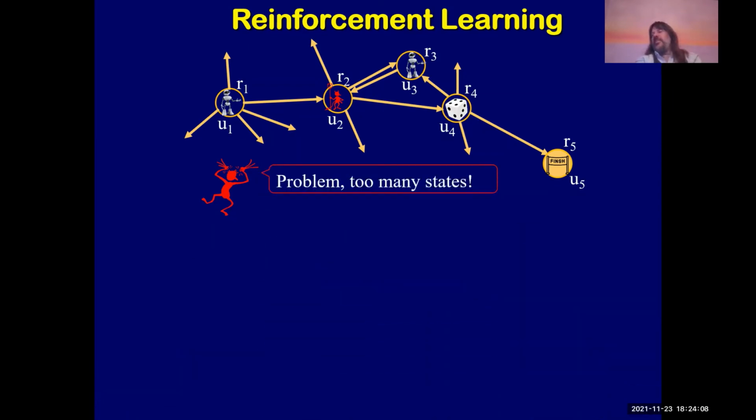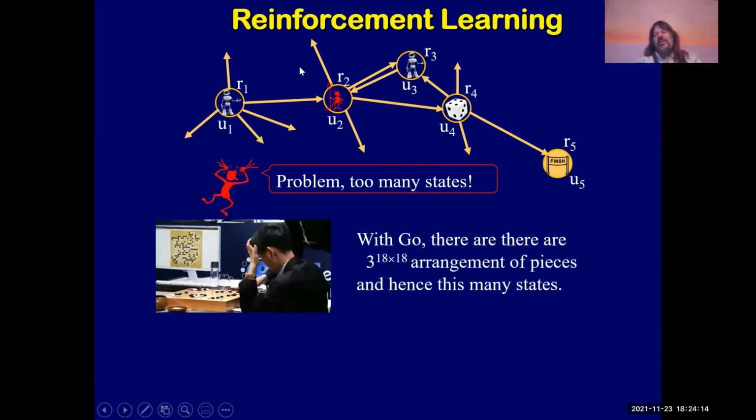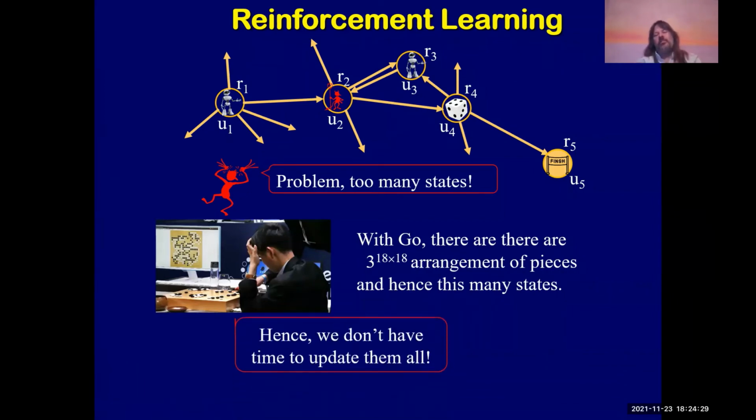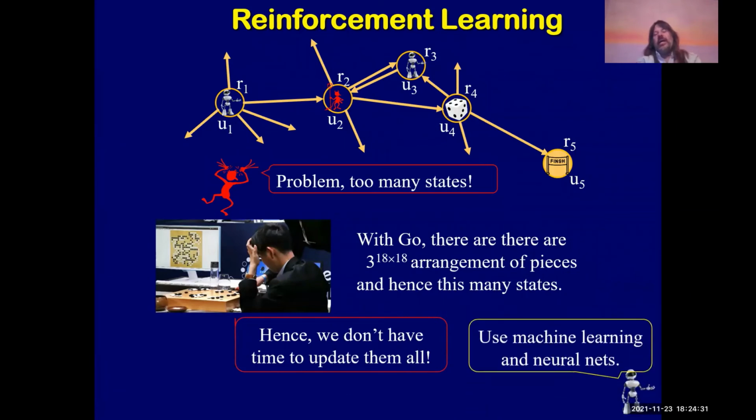So now there's another problem. The other problem is we have way too many states. Remember, the number of placements of pieces on the board is just huge. So we can't update each of these nodes because we can't look at each of them. There are way too many to update them all. So instead, that's where neural nets are going to come in.